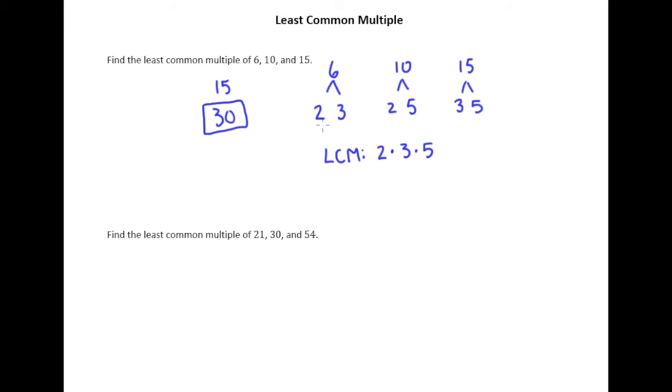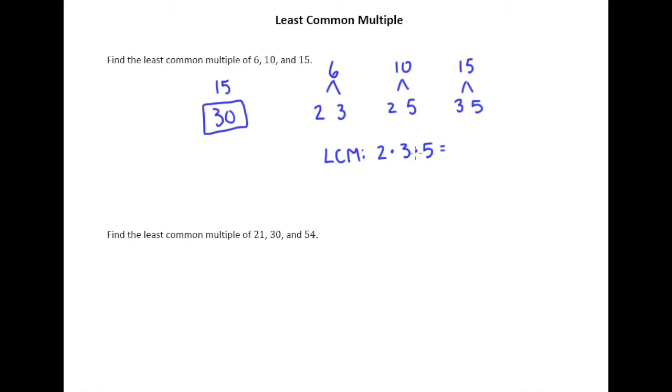So 2 appears once in 6, once in 10, and 0 times in 15. So all I need is 1. Right? Because the 2 from the 6 can fit into the LCM with just one 2. The 2 from the 10 can fit in with just one 2. 3 appears once in 6, 0 times in 10, once in 15, so I only need 1 of those. And finally, 5 appears 0 times here, once in 10, once in 15, so I only need 1 of those.